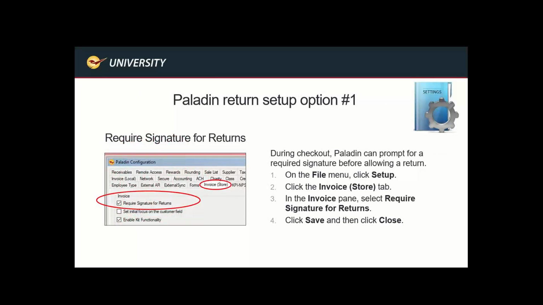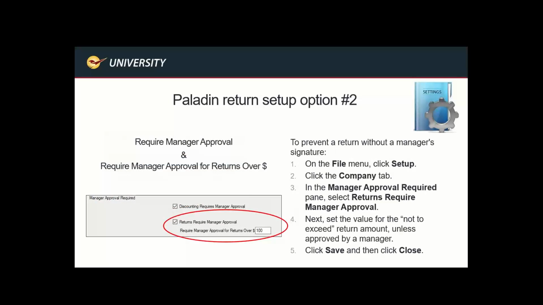So here's the first setup option in Paladin as it relates to returns. You can require signatures for returns, so they can actually be forced to sign the document or the receipt for the returned item. And that just verifies that they were there, they picked it up. It's not fraud, it's legitimate. And you just go under File Setup under the Invoice Store tab, and there's a button there that says Require signature for returns. And you just check that, and you're good to go.